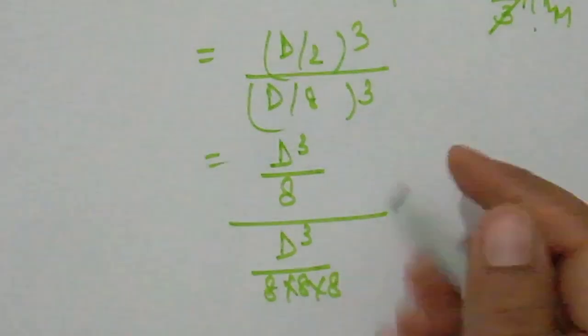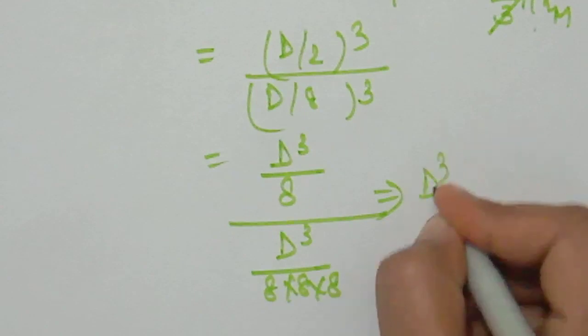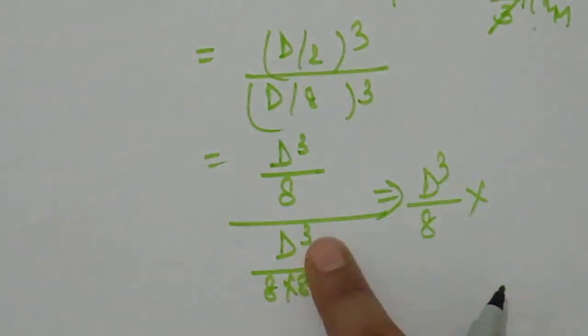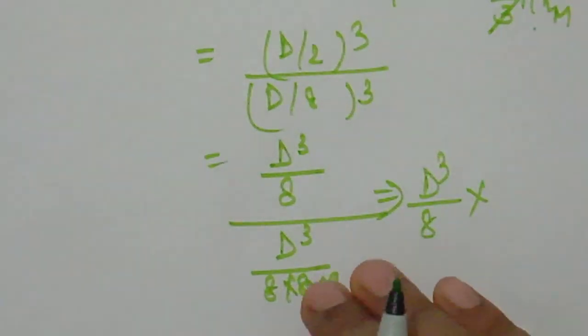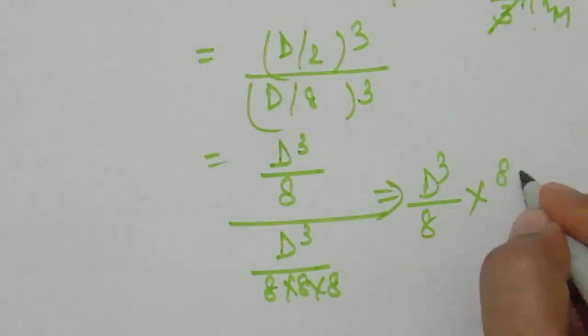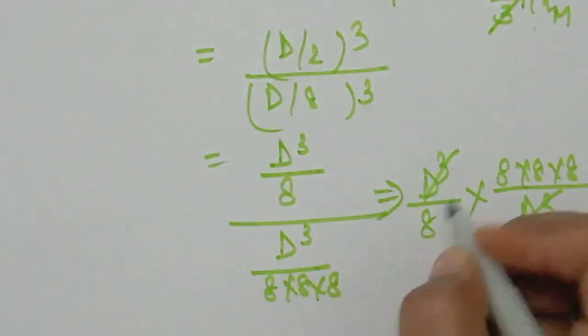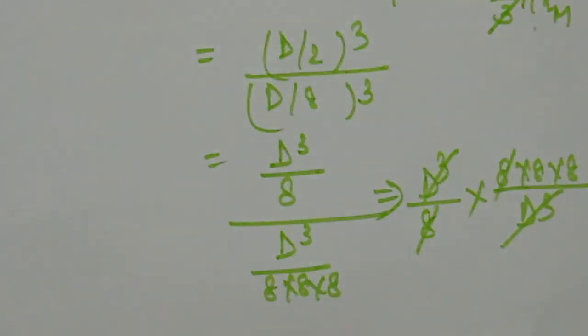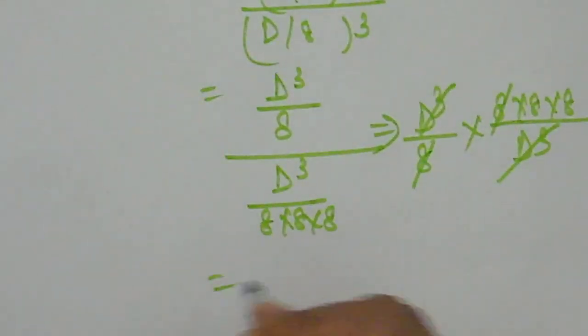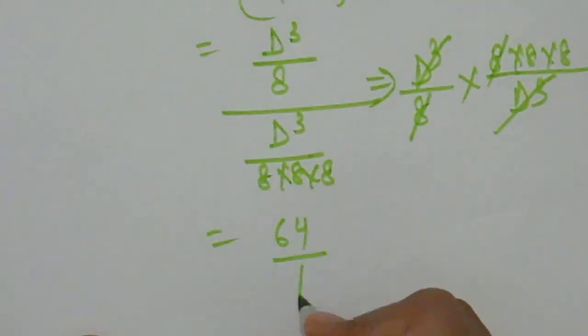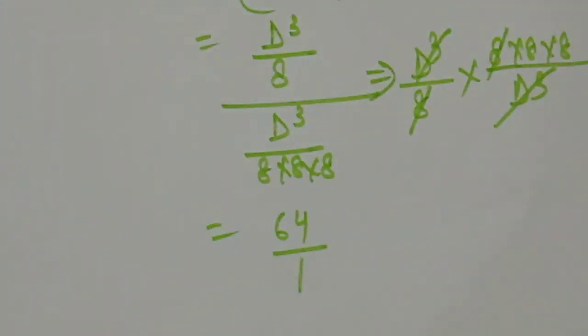First of all we will solve like this. Here we have a numerator as well as a denominator. When we shift to the upper side, it will be changed. d cube cancels with d cube, 8 cube cancels with 8 cube. Now it is 64/1. So the fraction is 64/1. You can write it in the ratio also, 64/1.